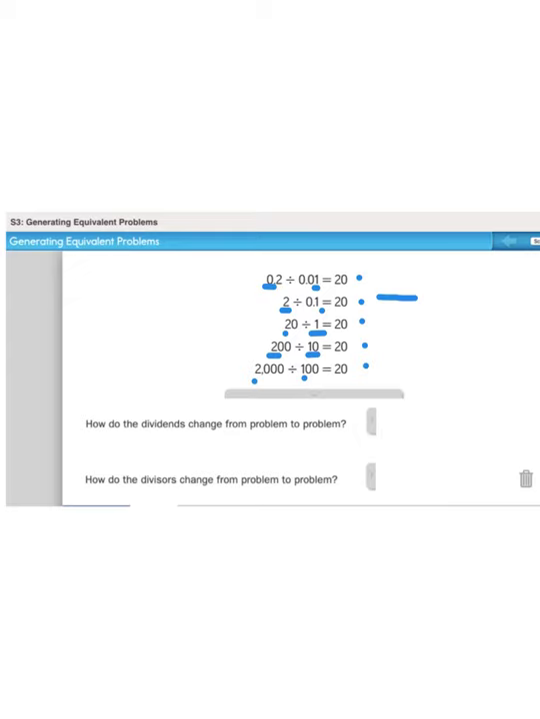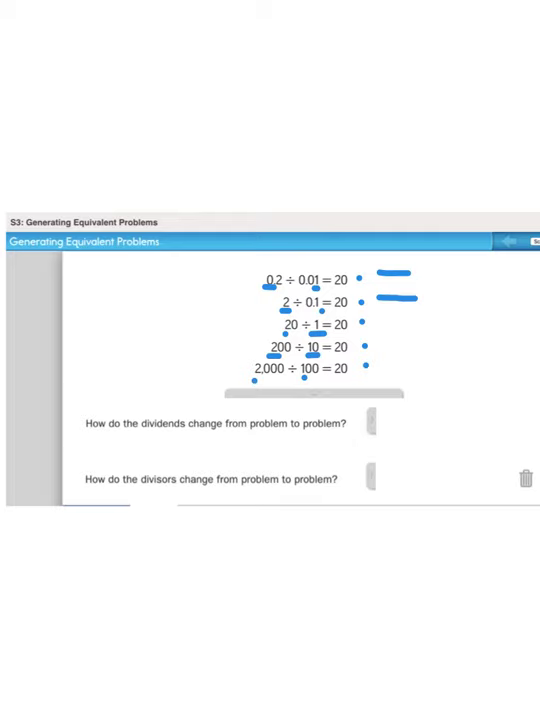So you could extend this thinking to explain why 2 tenths divided by 1/100th equals 20. Each tenth has 10 hundredths, so there are 2 times 10, or 20 hundredths, in 2 tenths. So that's how we get 20 for this problem right here.